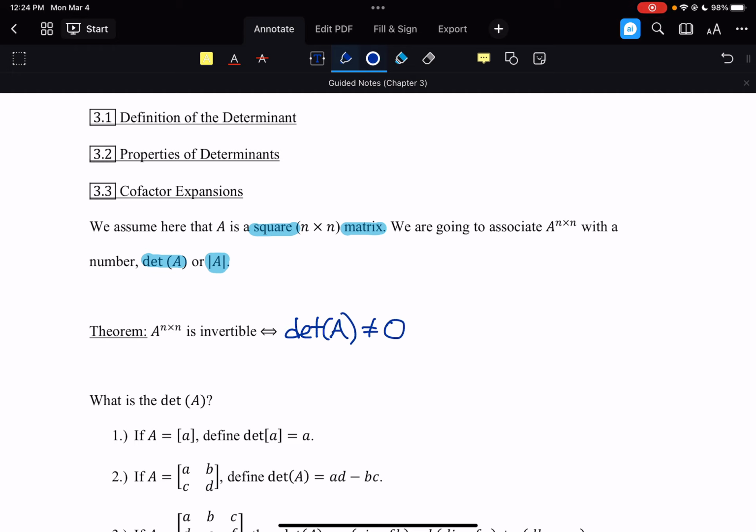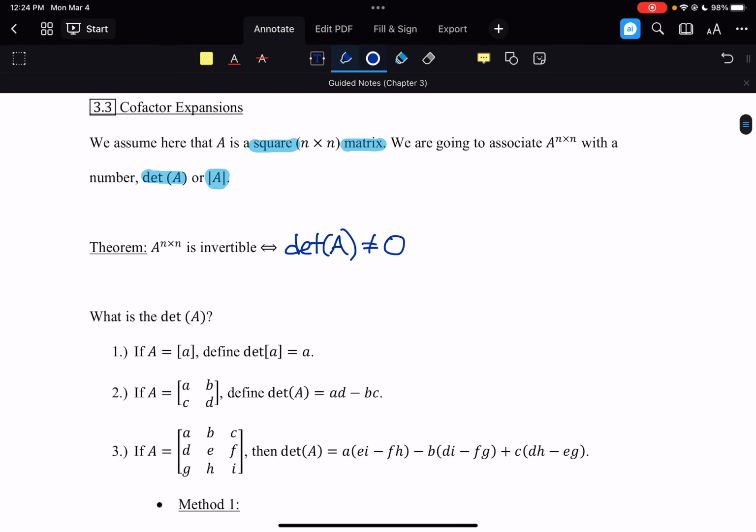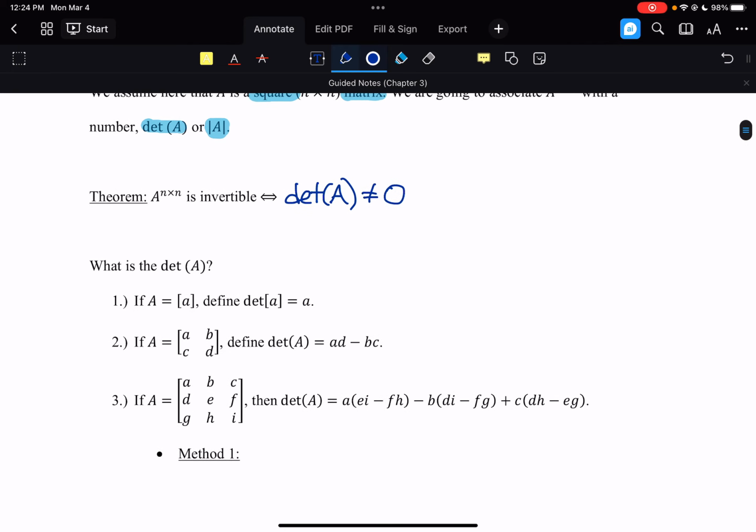So what is the determinant of A? How do we find this numerical value that we're associating with a matrix? Well, the way we find the determinant purely depends on the size of the matrix that we're working with. If we have a 1 by 1 matrix, a little single element matrix, the determinant of the matrix is just whatever that number is. So the determinant of A is just A. That's the most straightforward case.